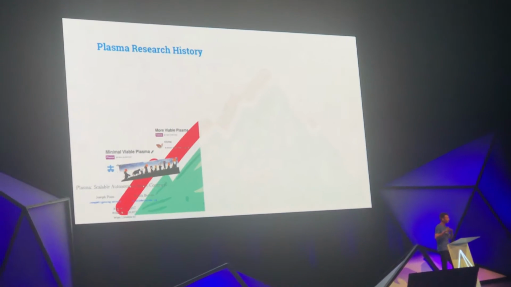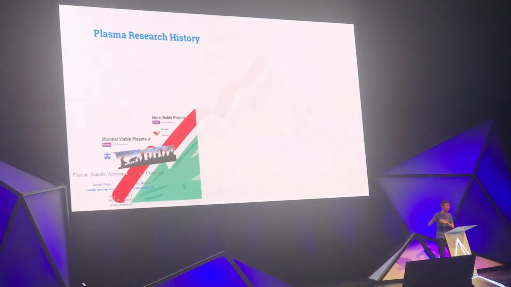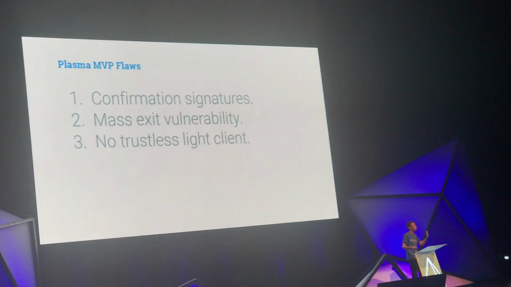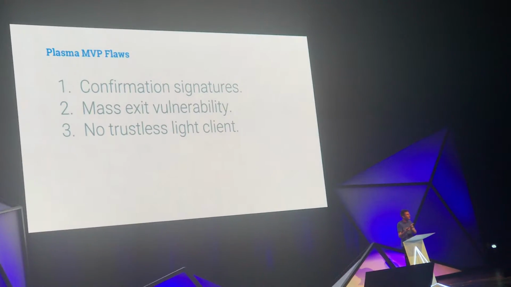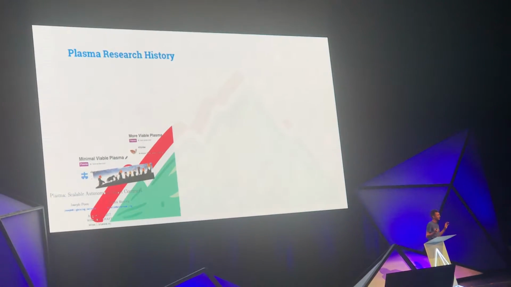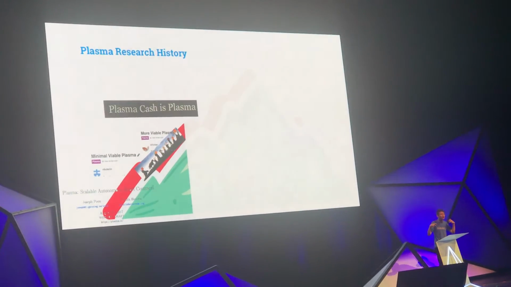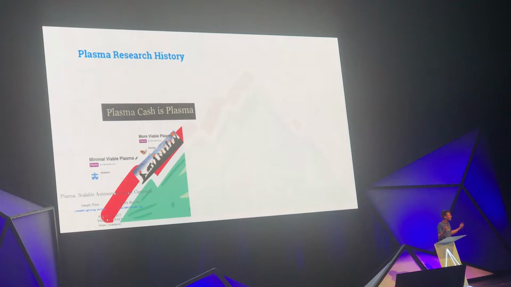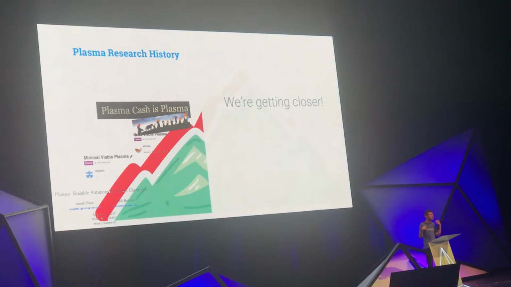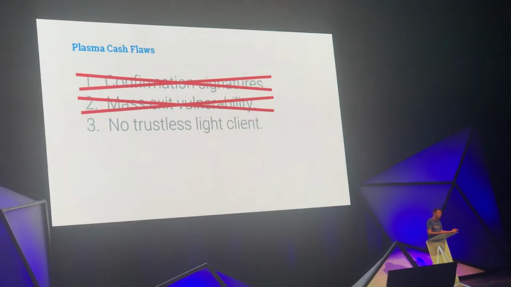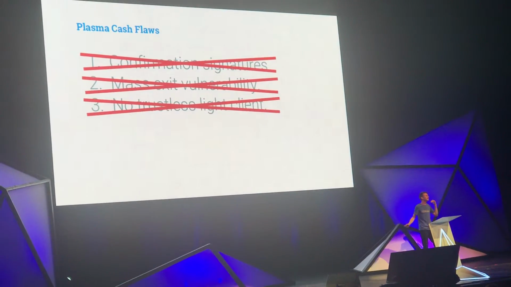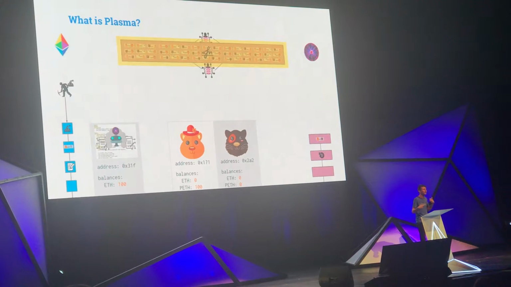So that's not good. Next, More Viable Plasma. Kelvin and Ben Jones actually created this spec that iterates on the MVP and removes those confirmation signatures. Thank goodness, that needed to go. But then there was also Plasma Cash. Pretty silly name, but nonetheless, Plasma Cash came out, and that actually got us a little closer, I would say. It mitigated this mass exit vulnerability, and it also gave us a trustless light client. So we'll look at how this works.